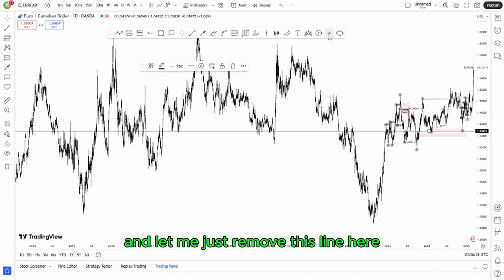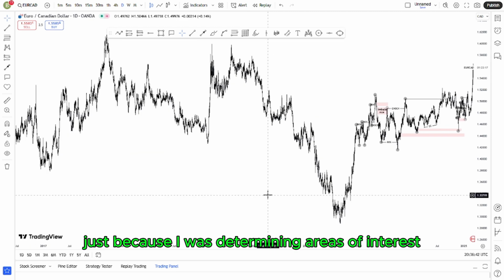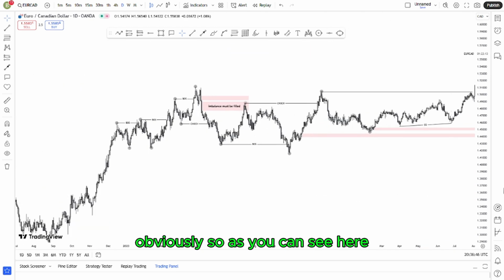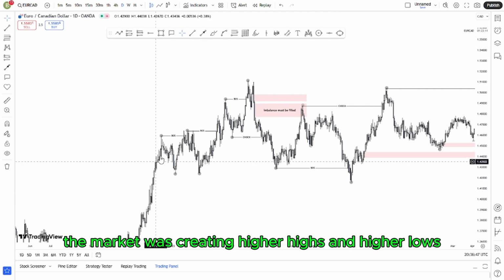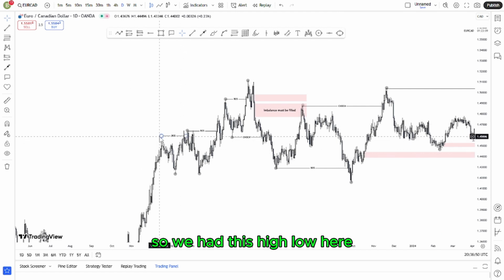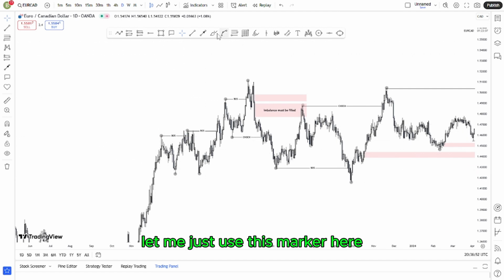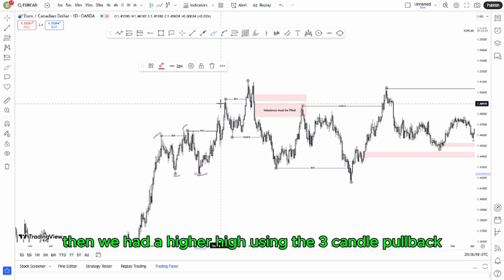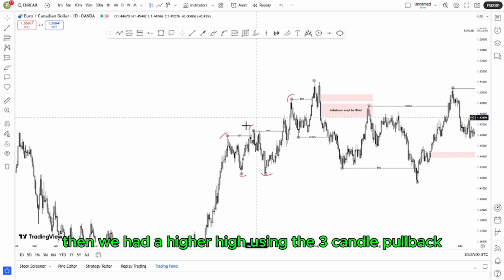And let me just remove this line here just because I was determining areas of interest. So we are focusing on the current market structure, obviously. As you can see here, the market was creating higher highs and higher lows. So we had this high, low here. Let me just use this marker here. So we had this high, low, then we had a high, then we had a low, then we had a higher high using the 3 candle pullback, guys.